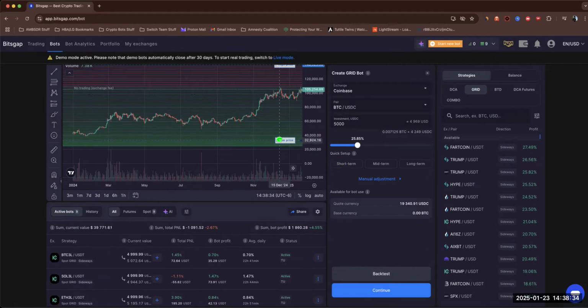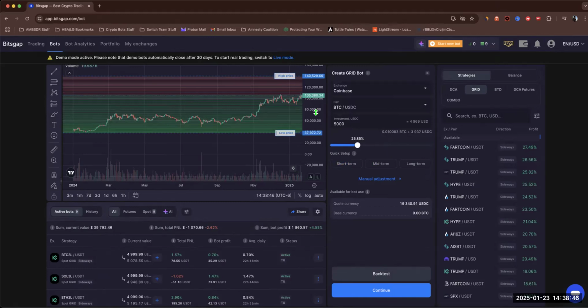So say maybe you put it down there, and if it gets back down to 38K, your bot will be buying it. So when we do a backtest, this is what I'm thinking about now.